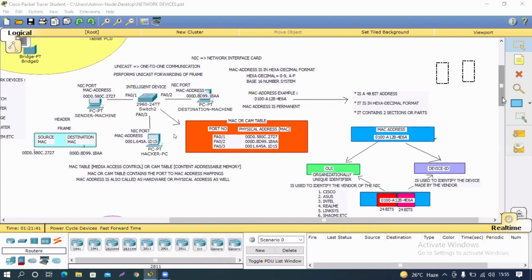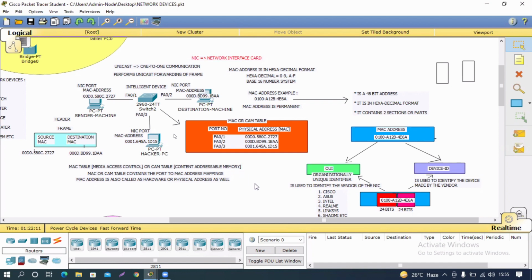Sir, MAC address is permanent for every device. That is correct. It's a permanent address, a 48-bit address. You cannot change it permanently. Temporarily you can change a MAC address, but permanently it is not possible because it is directly found on this hardware.